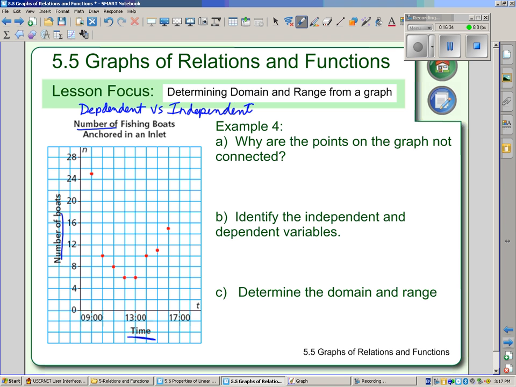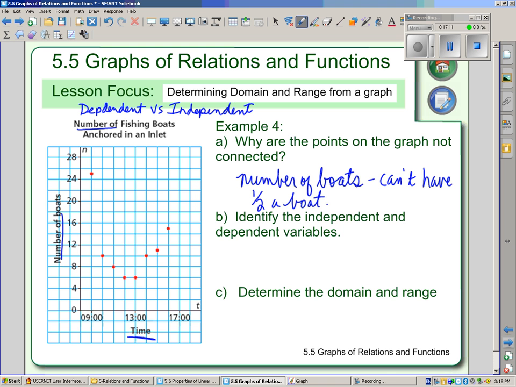Why are the points on this graph not connected? Why? Because we're dealing with the number of boats. Number of boats can't have half a boat. Again, whenever you're looking at it and you're saying, I can't have half of something, then you know you've got discrete data.